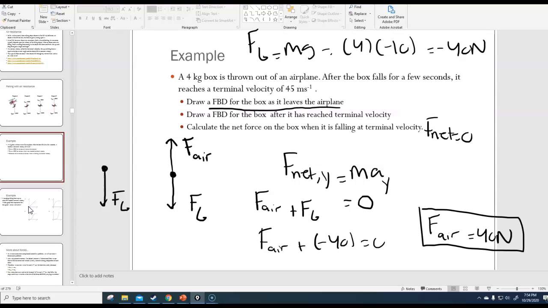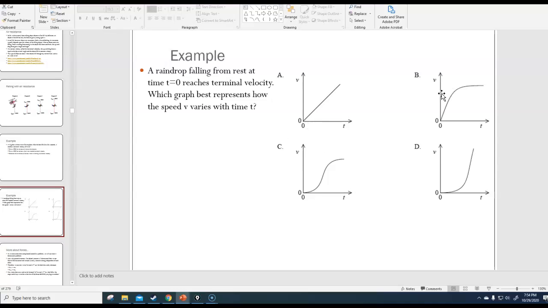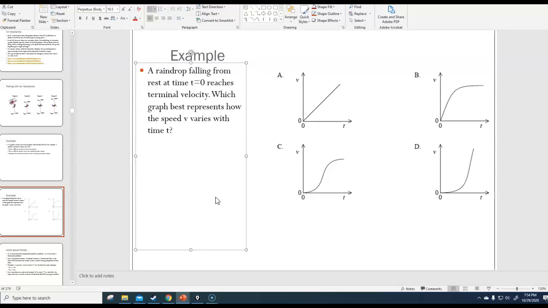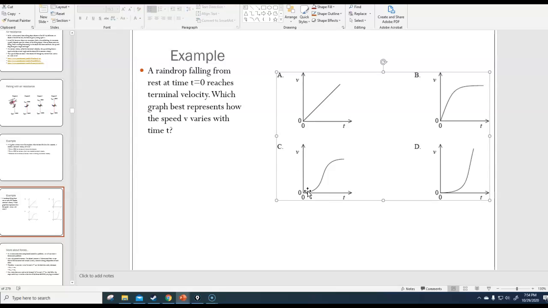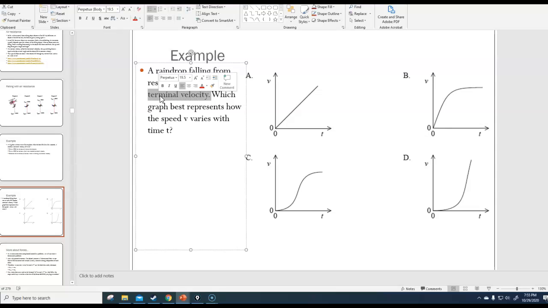Okay, and then just to show you one more quick example, this is actually from an IB exam a couple of years ago. And so I want you to look at this question and see if you can answer this question on your own. The question says, a raindrop falling from rest at time t equals 0 reaches terminal velocity. Which graph best represents how the speed v varies with time t? And so this actually has to do with motion graphs, and it's asking you which of these velocity time graphs would fit the motion of a raindrop falling with air resistance. And you know there's air resistance because it says it's talking about terminal velocity. Okay, so see if you can answer that question on your own.